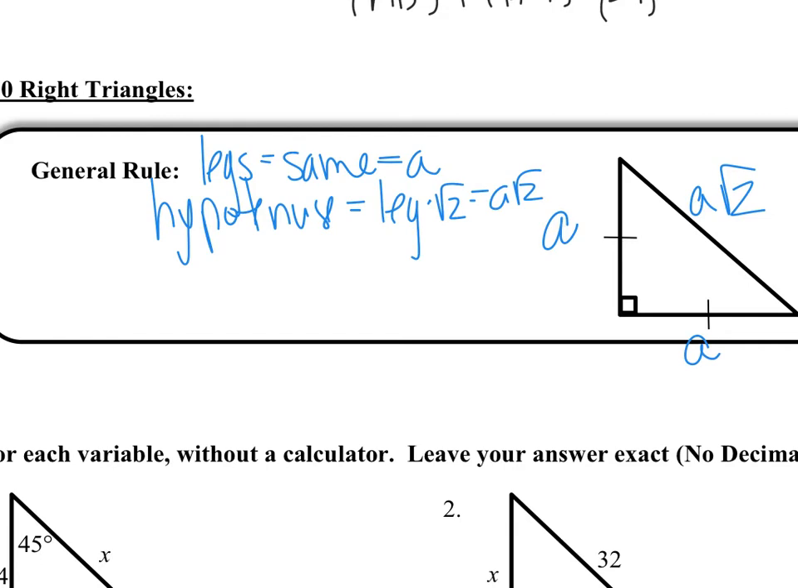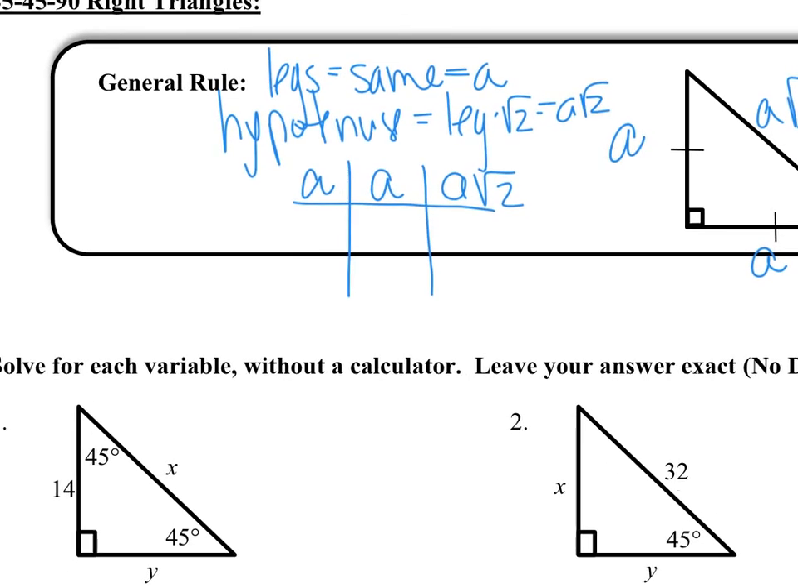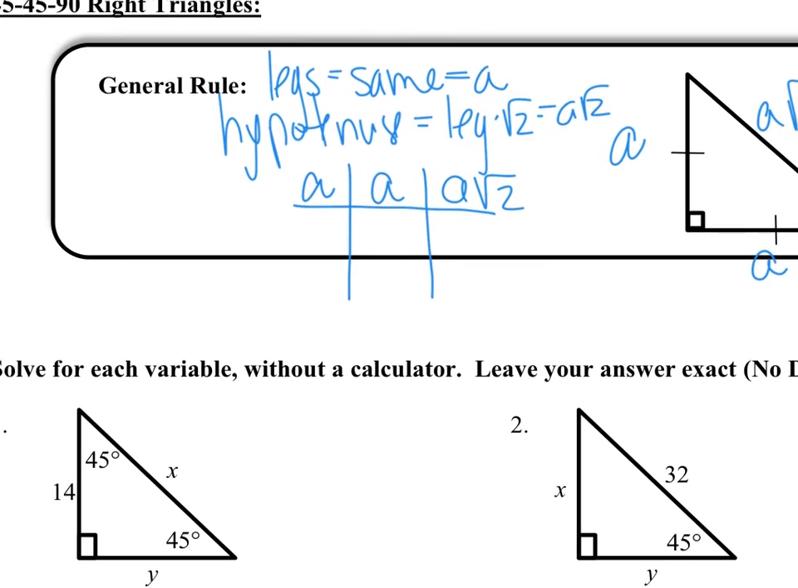Okay. And then a nice little organizational chart for this is setting it up like the following. Now, do you have to use the organizational chart? No. I just think it helps some of us remember the rules. So this is for a 45, 45, 90. When solving special right triangles, you're going to do this without a calculator. So at absolutely no time should there be decimals when working with special right triangles.